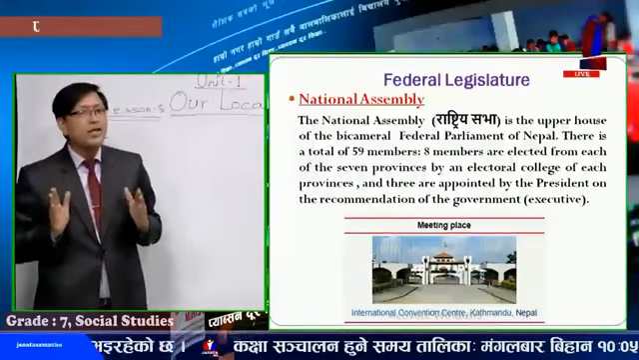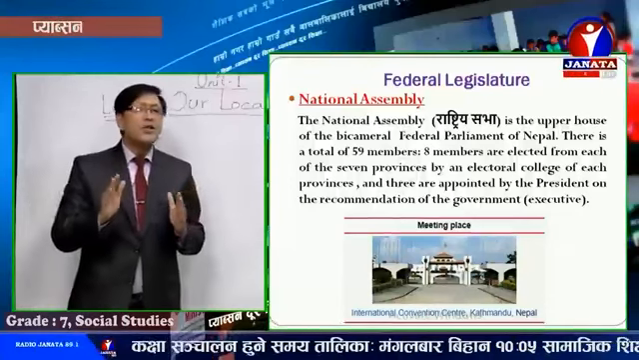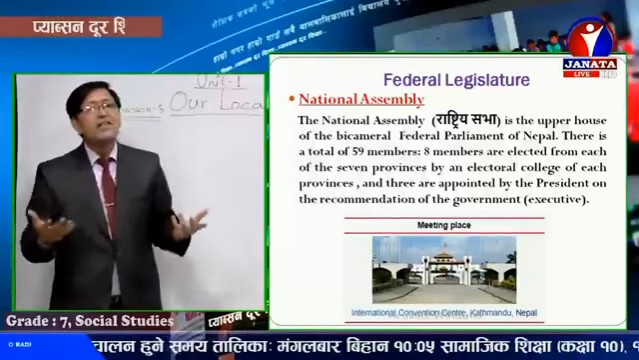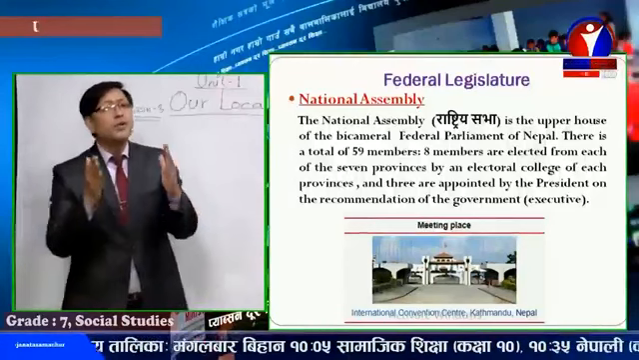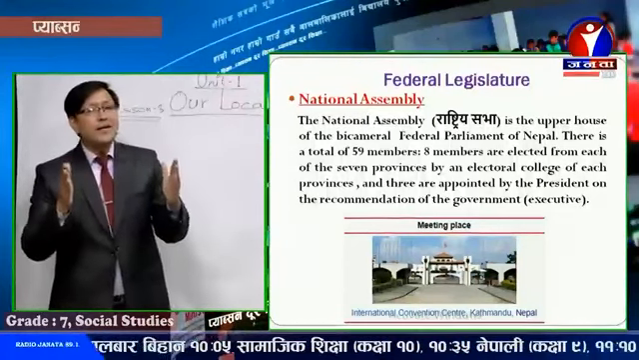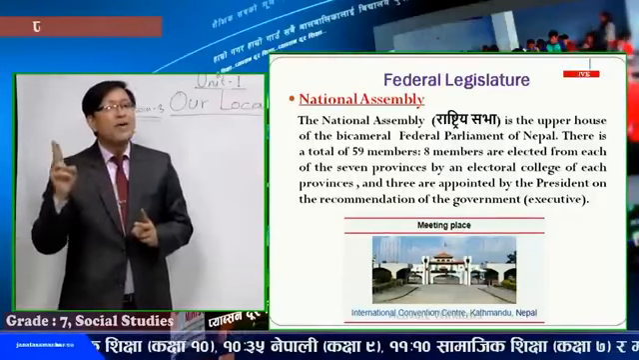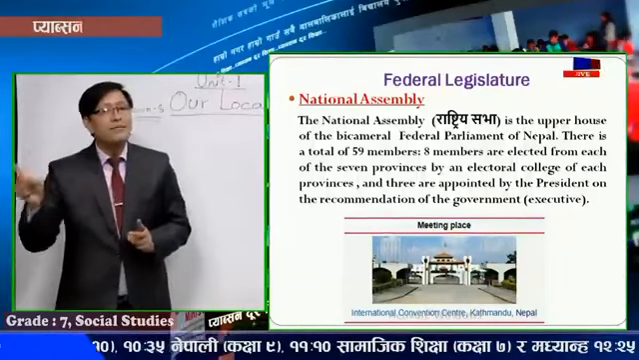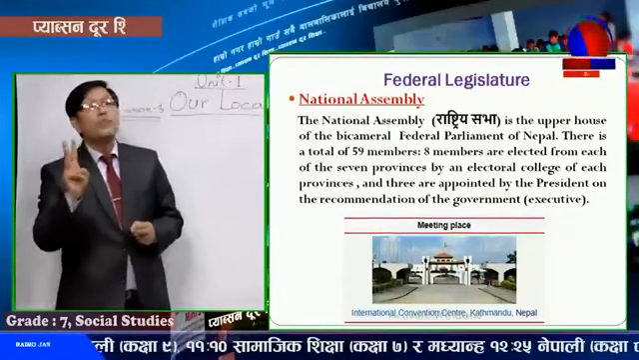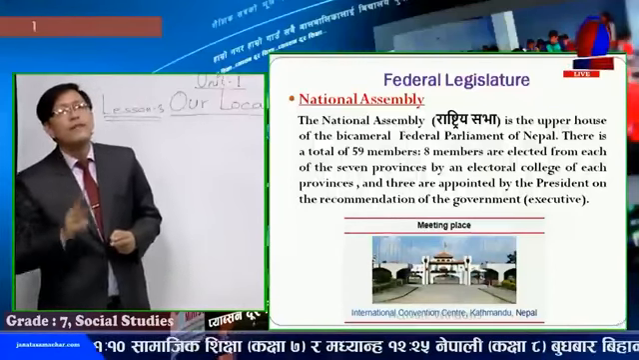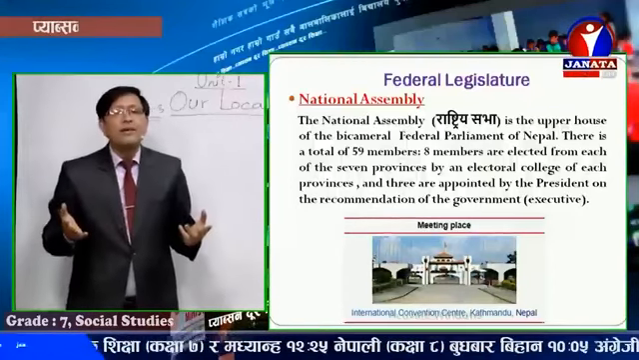Keep in mind. Anyone, your teacher, may ask you how many members are there in the National Assembly? Then you should answer, there are 59 members, 8 members from each province. So 7 provinces, 8 7s are 56 members. Now 3 are appointed by the president on the recommendation of the executive.